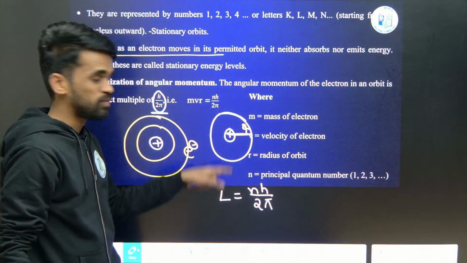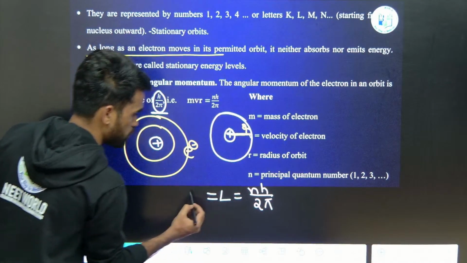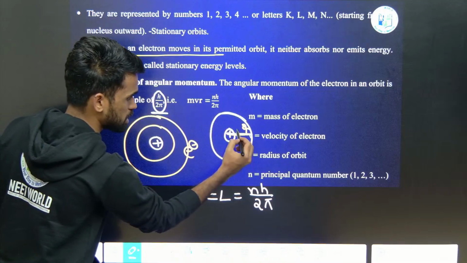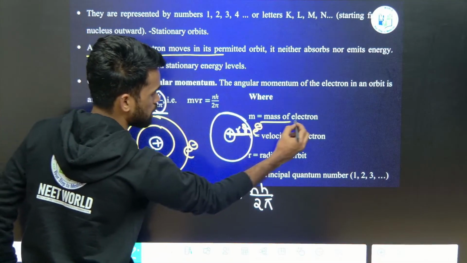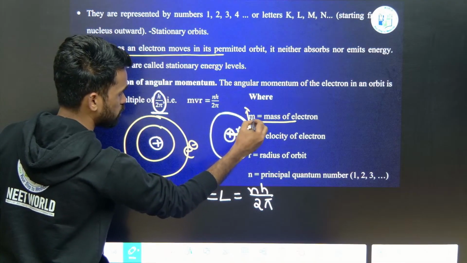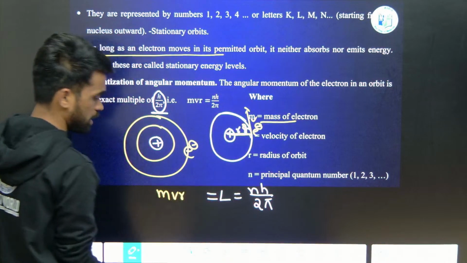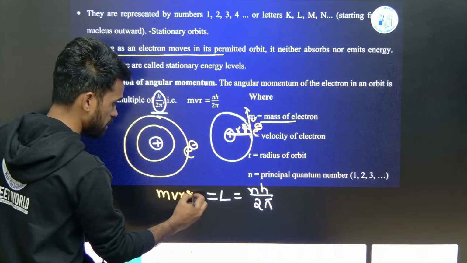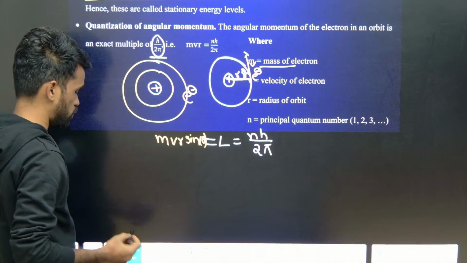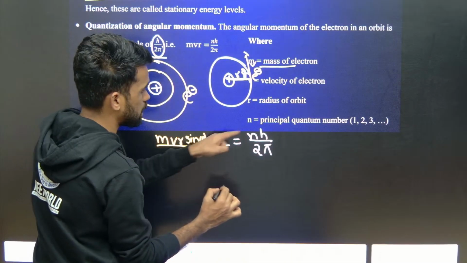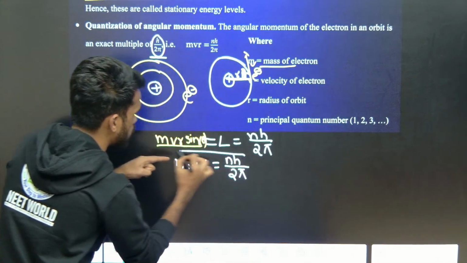See, the angular momentum for this circular path is given in this manner. It is moving at a distance r, with some angle theta. The electron has some mass m and is moving with velocity v, so mv, at a distance r, that is radius r. So mvr sine theta is equal to nh by 2 pi. Now the angle here is 90, and sine 90 is 1. So this becomes mvr equals nh by 2 pi. This is what you need to remember here.